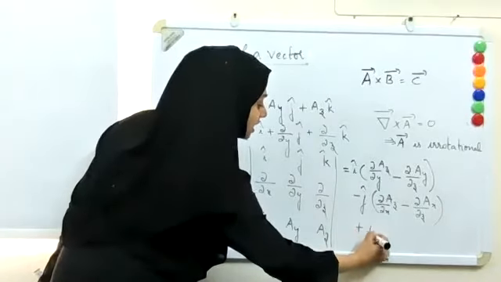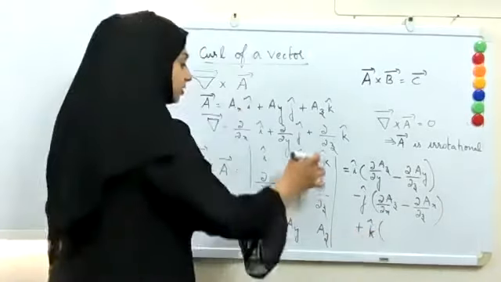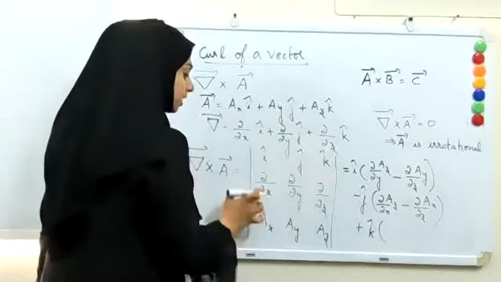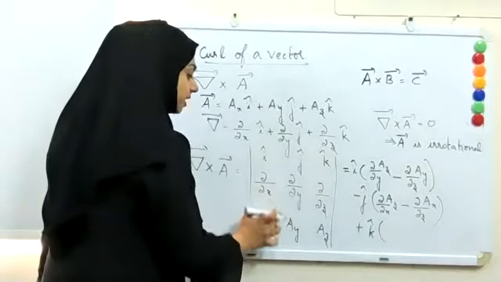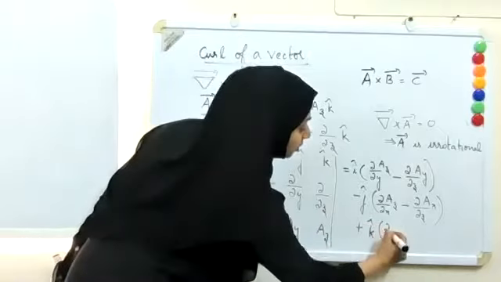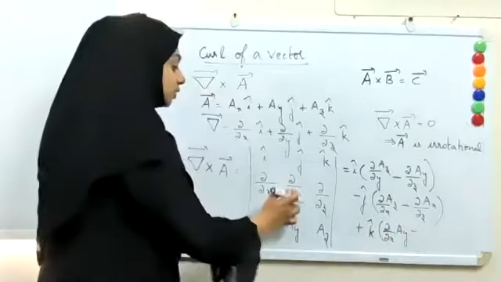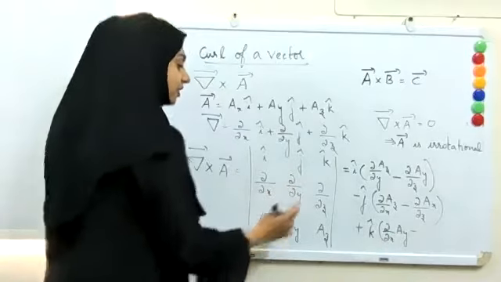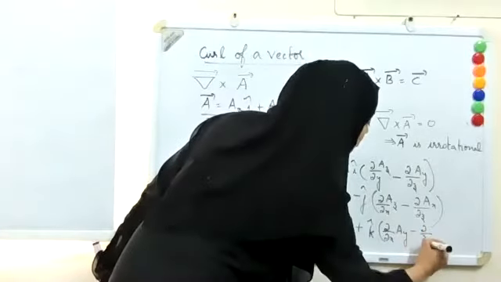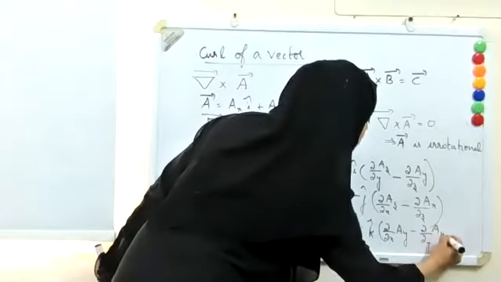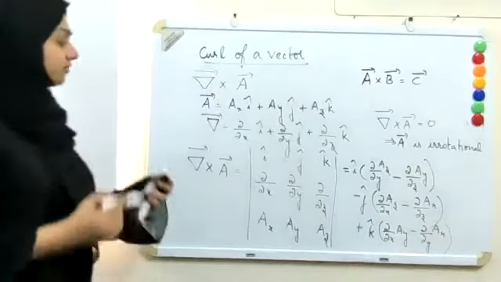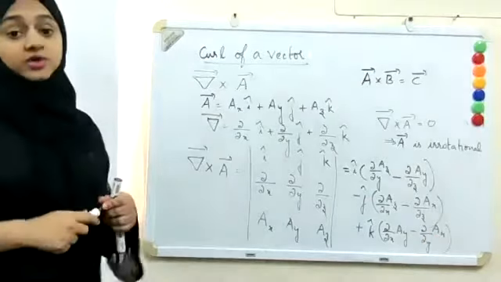Now plus k cap times, you have to neglect these two and you will get this. So dou by dou x of Ay minus dou by dou y of Ax. So this is how you can find the curl of a vector.